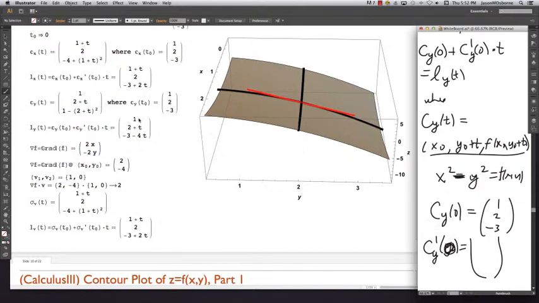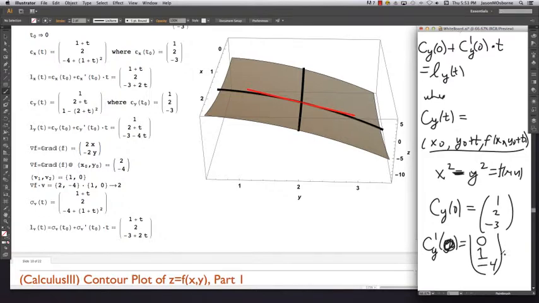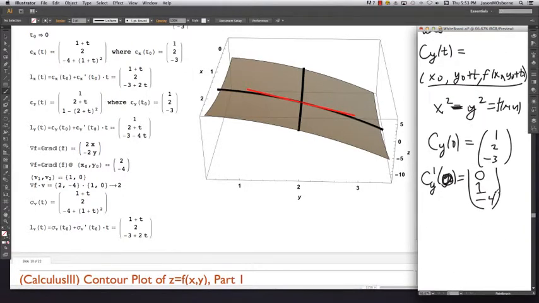The direction vector for that line is 0, 1 in front of the t, and then there is a minus 4 here. Where's that minus 4 coming from? That minus 4 is the partial derivative of f with respect to y, evaluated at the point x naught, y naught, where x naught, y naught is 1, 2. And that's something you should check for yourself to convince yourself.